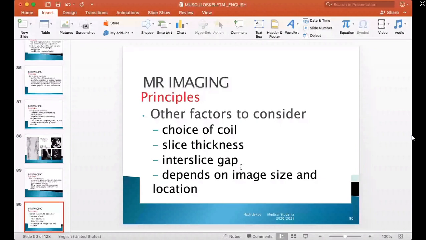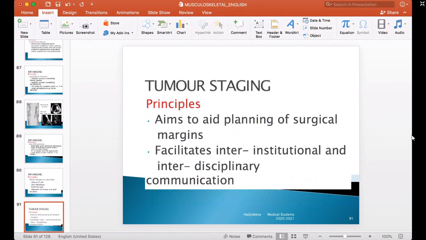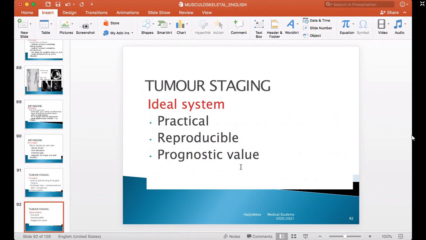Other factors to consider is the choice of the coil. So should we use the body coil or which coil? It's a question to the technician. He'll choose the appropriate coil for examination. The slice thickness should be as low as possible, of course, but this is a compromise with the image quality. The interslice gap also depends on the image size and the location of the tumor process. So our aim is to assist the planning of the surgeon, because we can delineate the margins for the surgical resection. And this is facilitated by interinstitutional and interdisciplinary communication, so the discussions between surgeons, oncologists, and radiologists.